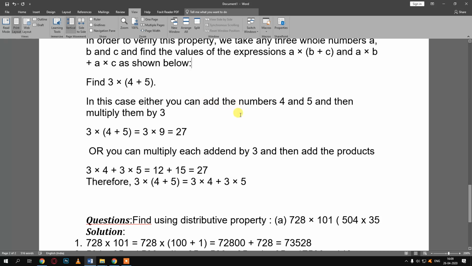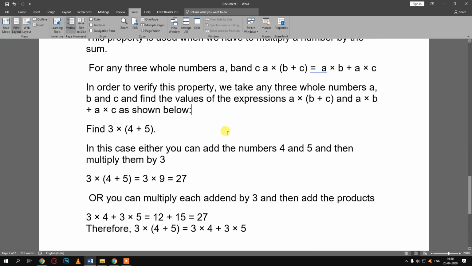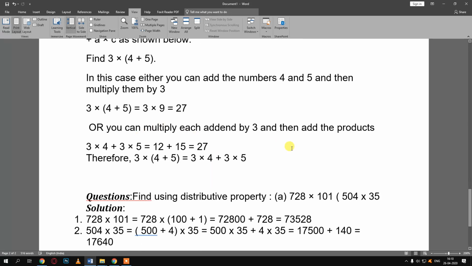and then we will add them. Like here we have done 3 into 4 plus, in between it will come plus, then 3 into 5. So 3 into 4, first of all we will do the multiplication according to the BODMAS rule. So 3 into 4 is 12 and 3 into 5 is 15. Then we will do the addition. So 15 plus 12 is 27. So you can see here in both cases we are getting the same answer. This way we have proved our identity using these three whole numbers.